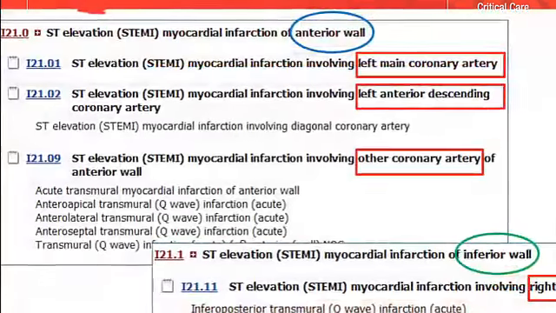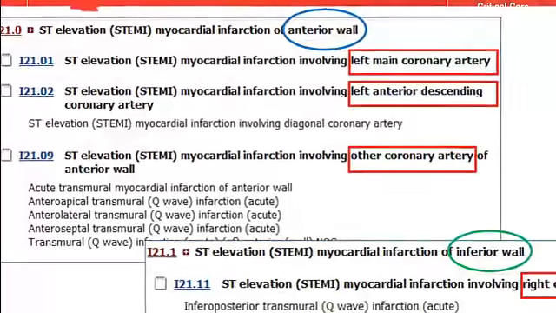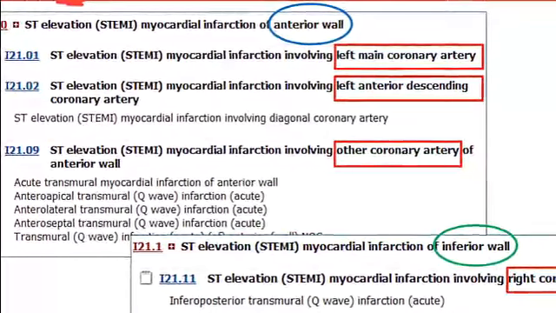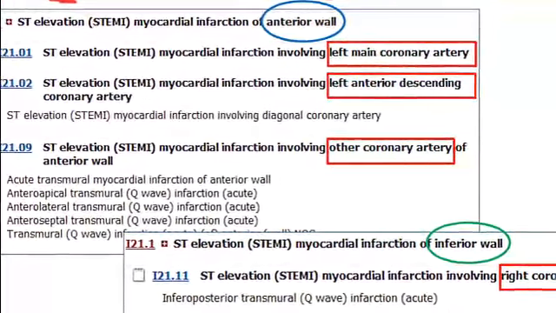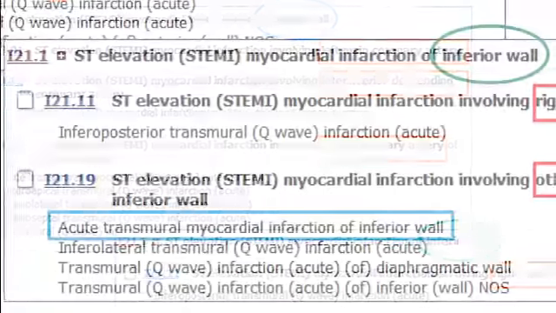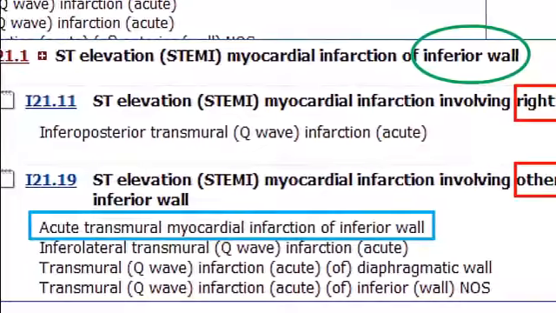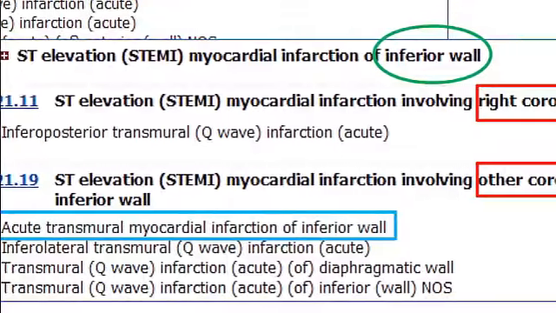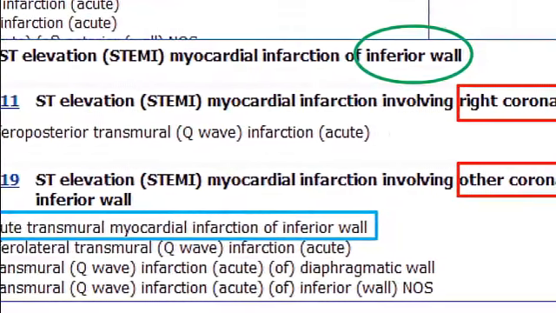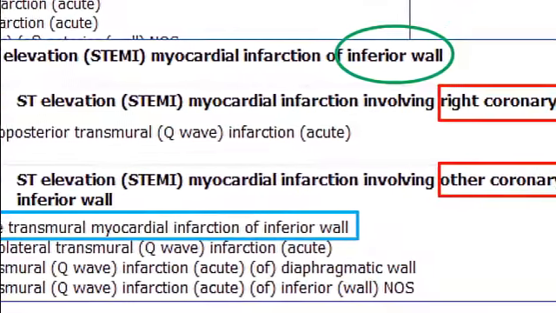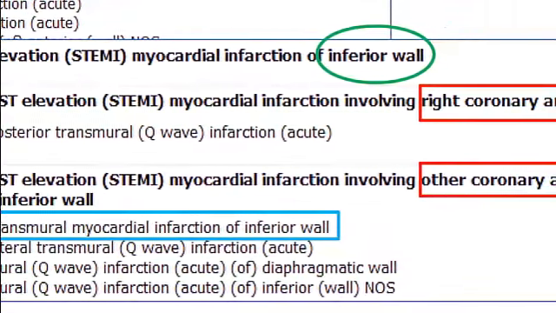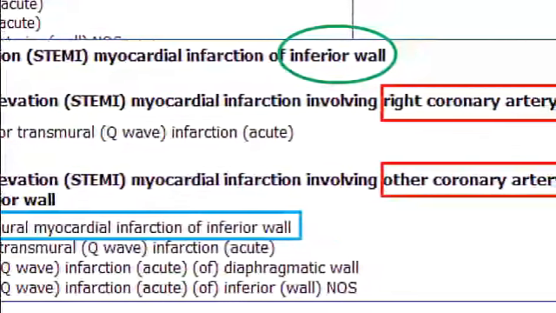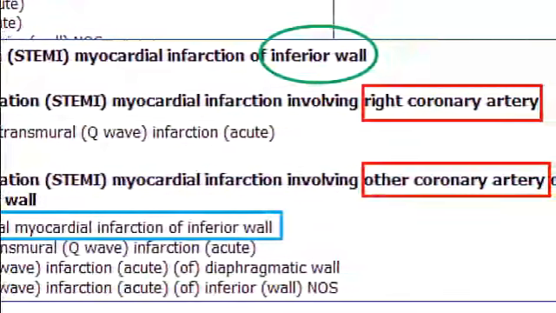Here are some examples of ICD-10 codes for a STEMI. Note that the codes are first categorized by anterior or inferior wall, then additional specificity is provided for the coronary artery. Also note that certain terms crosswalk to certain codes. For example, a transmural myocardial infarction of the inferior wall is coded to other coronary artery. The key here is describing the MI as specifically as you can regarding the type and location in terms of the artery, wall, or other site affected.